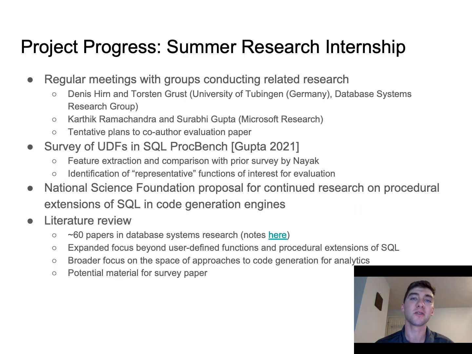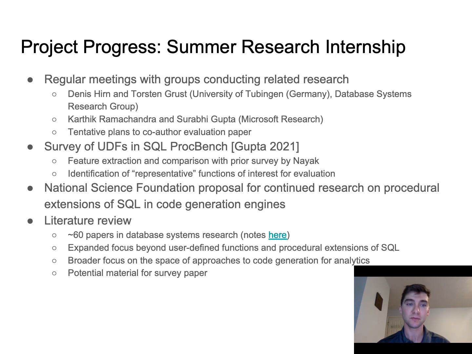In addition, there were several non-engineering aspects of my research internship this summer. I began meeting regularly with several external groups that are conducting related research. This includes Dennis Hearn and Torsten Grust from the University of Tübingen in Germany, and Kartik Ramachandra and Surabhi Gupta from Microsoft Research. We made tentative plans to co-author a paper that will hopefully be completed by the end of this semester.